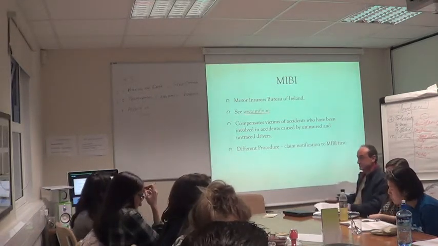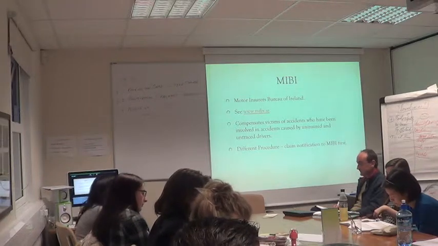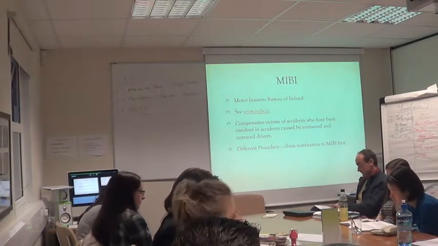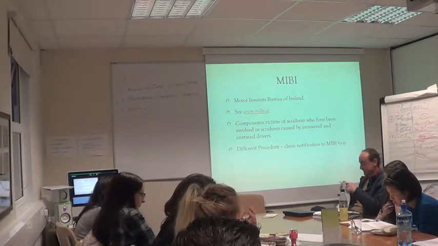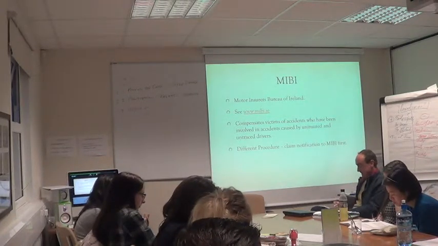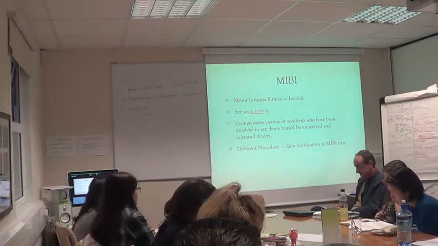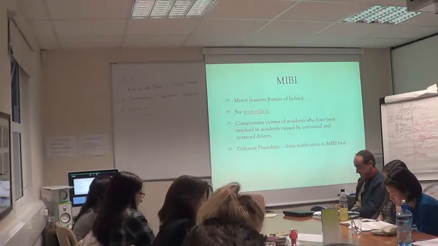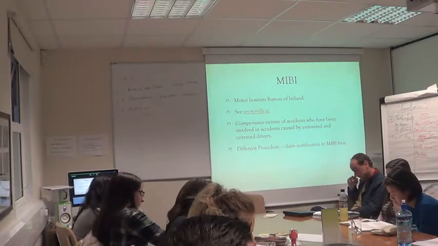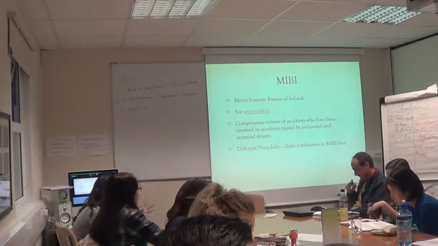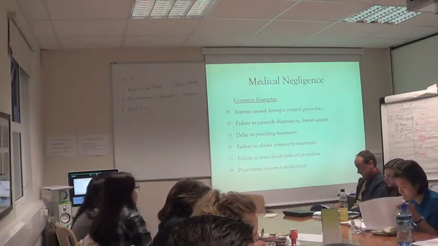And also just to mention the MIBI. Has anyone heard of the MIBI? It's the Motor Insurers Bureau of Ireland, and you can have a look at their website, MIBI.ie. Basically, the objective of the MIBI is to compensate victims of accidents caused by uninsured and untraced drivers. There's a particular procedure that the MIBI provides for, so you can have a look at that on the website.